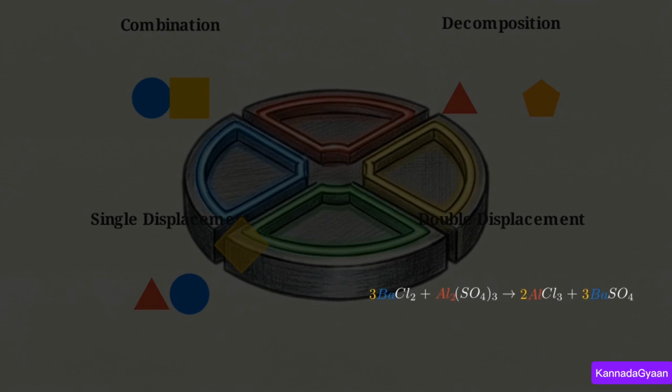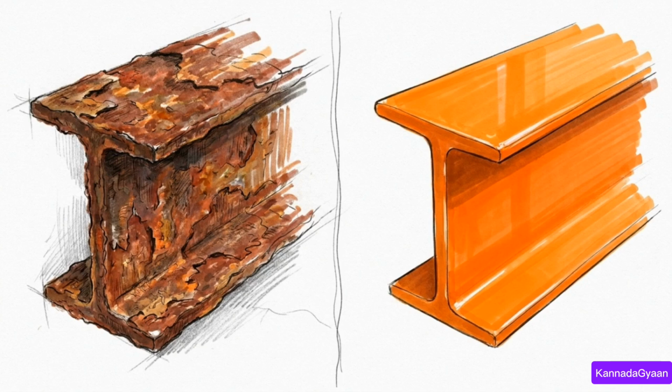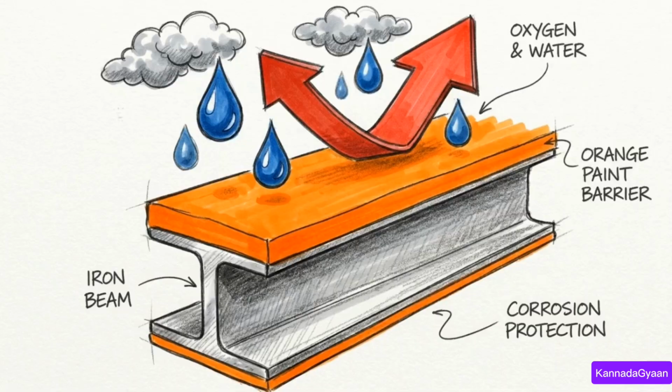emerge from the reaction. This illustration shows a rusted iron beam next to a pristine one. The pristine beam is protected by paint, which acts as a targeted barrier. It physically blocks atmospheric oxygen and moisture from interacting with the iron, stopping the corrosion reaction before it begins.